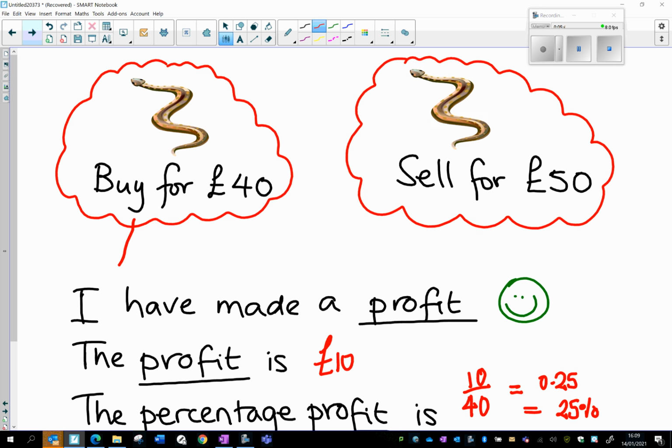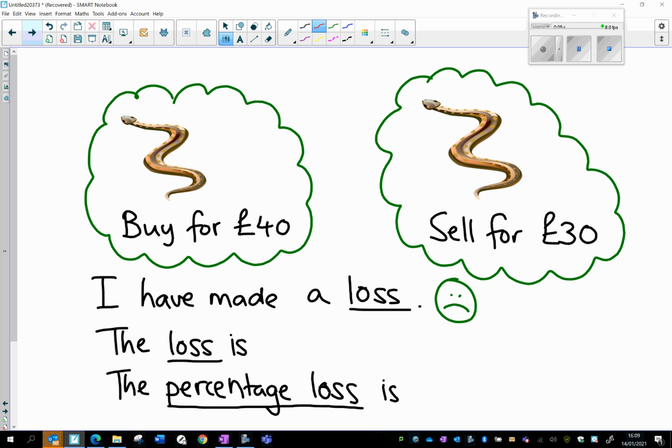Okay. Similar question. This time I buy the snake for £40, but I only sell it for £30, so I've made a loss. Again, the loss is the same as the profit, so it's £10, and the percentage loss is going to be £10 divided by what it cost in the first place. Well, that's still 40, so it's still 0.25, which multiplying by 100 gives you 25%, so the percentage loss is 25%. The only difference between the last question and this one is that in the last question it was 25% profit, in this one it's 25% loss.